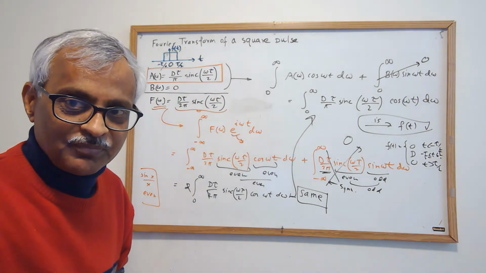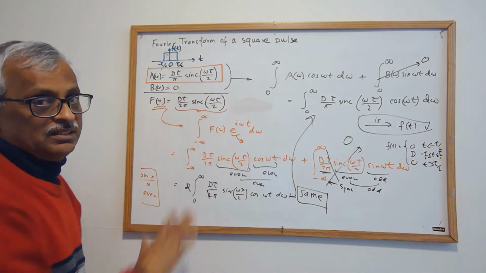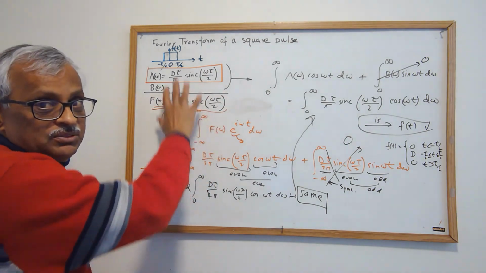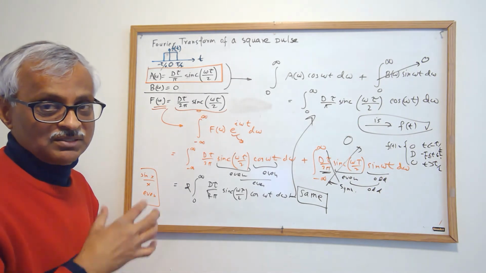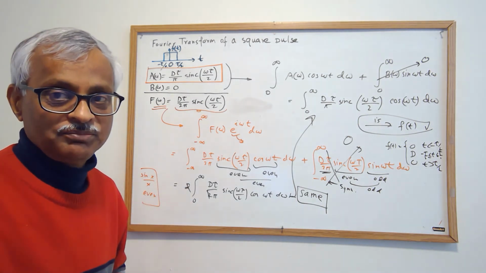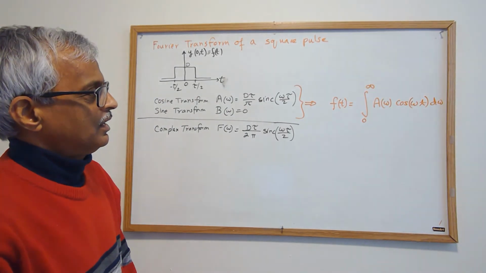Okay. So we're going to try to plot and interpret this result physically. What does it mean? When I've got something like this, what is it telling me about the pulse itself?